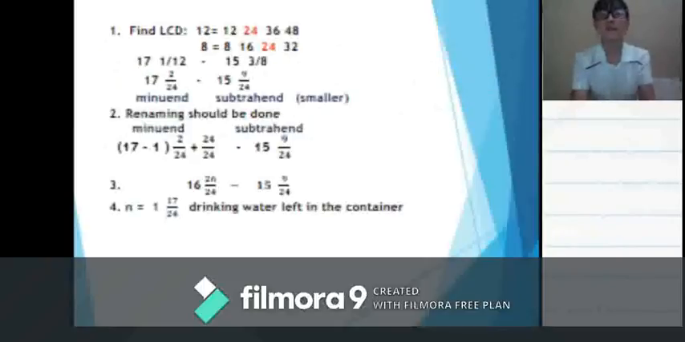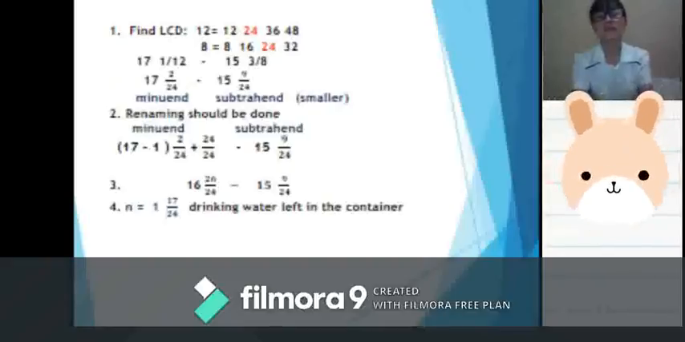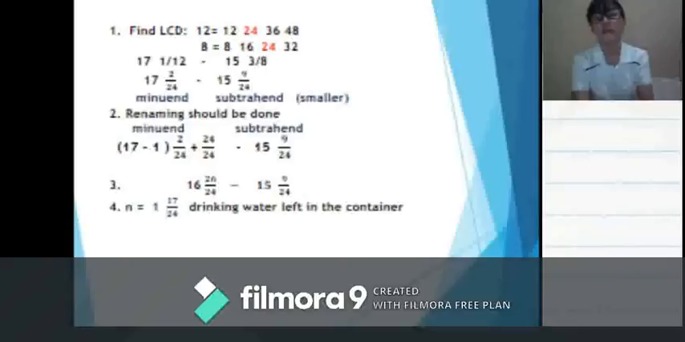So the first one is you have to find the LCD. As we all know, the example here is 17 and 1/12 minus 15 and 3/8. Since they have different denominators, we have to look for the LCD. And what is that? The LCD in our problem is 24. As you can see, the LCD is 24.